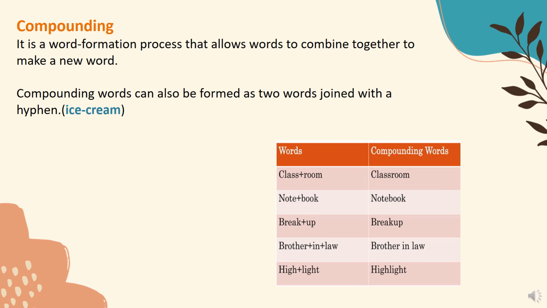So we see here in these examples that compound words are totally formed from two different words, creating a third different word. A note: compound words can also be formed as two words joined with a hyphen. You can join them with a hyphen, but that is not necessary. Like in ice cream.